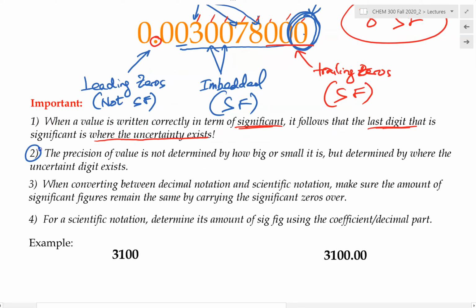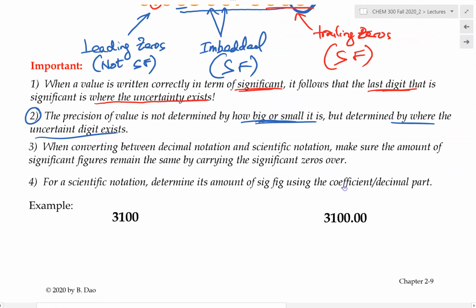And now, the second important point: the precision of a value is not determined by how big or how small the value is, but by where the uncertainty exists. So it depends on which digit the uncertainty exists in that tells us how precise the value is, not how big or how small it is. And again, we'll go over an example of that in a little bit.